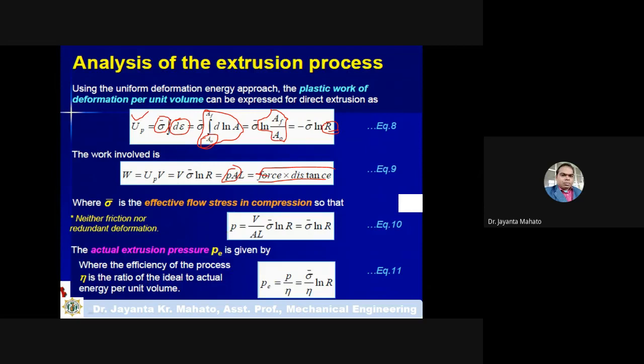So from this equation, you will get the effective flow stress in compression. Here sigma bar is actually the effective flow stress. I told you what the flow stress is in the previous lecture. So this flow stress is represented by sigma bar.